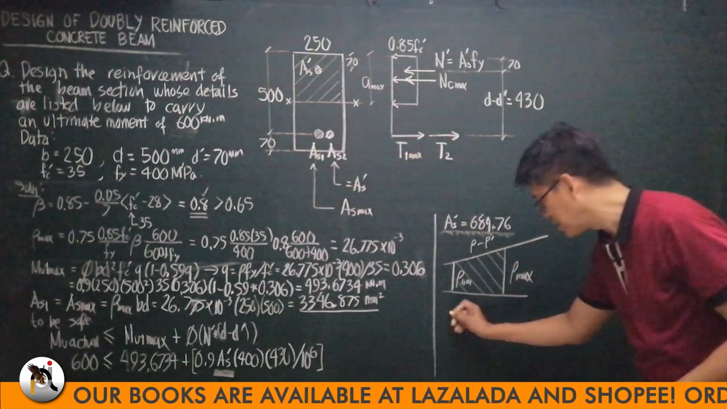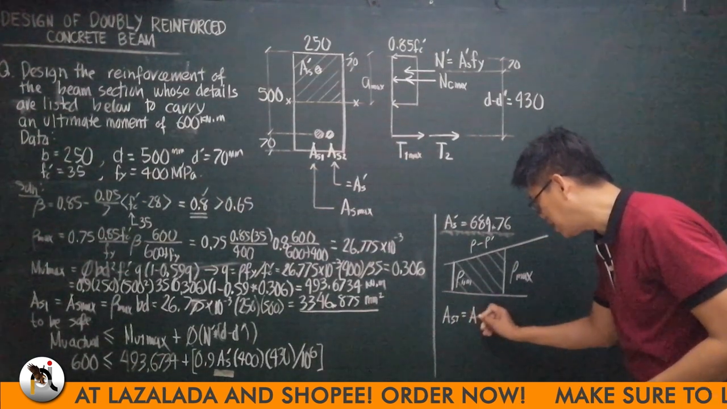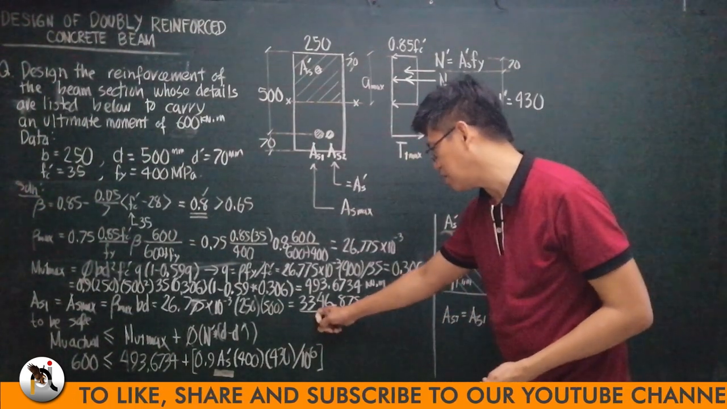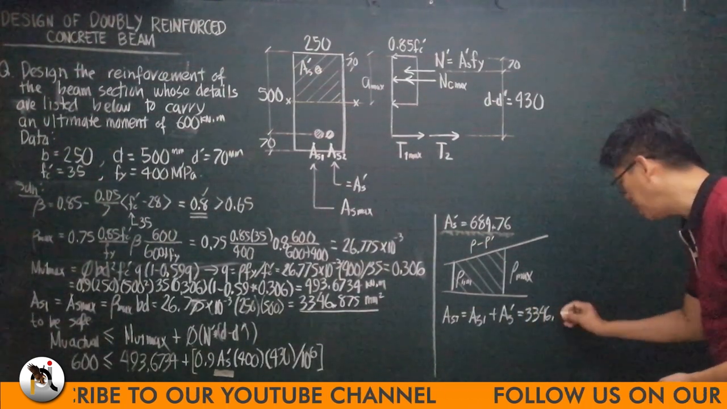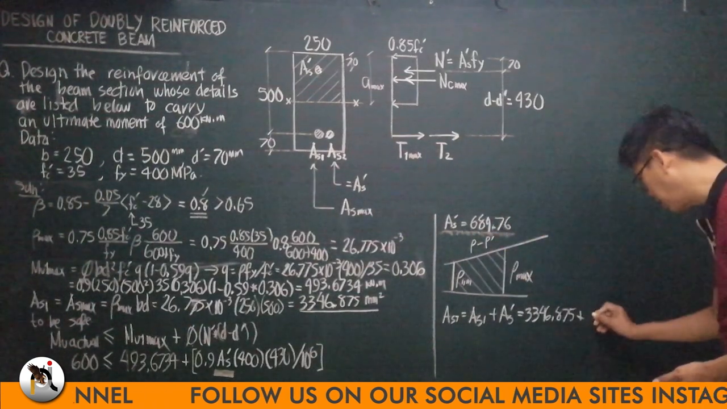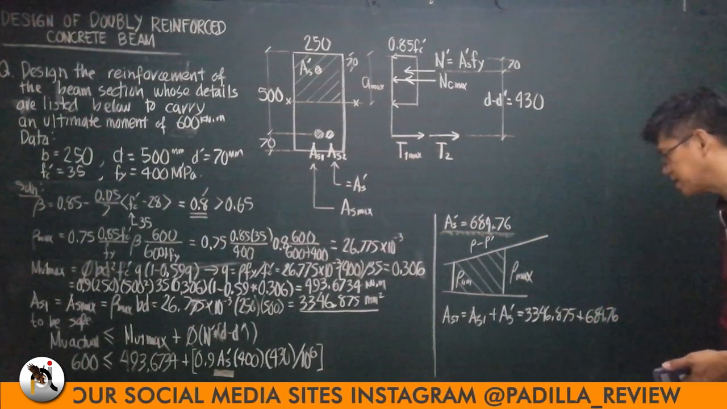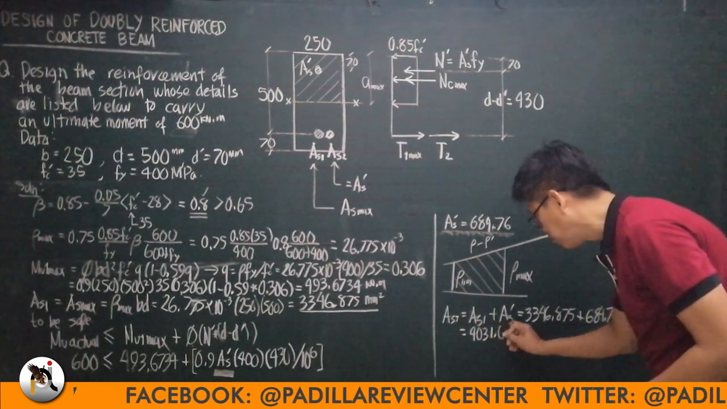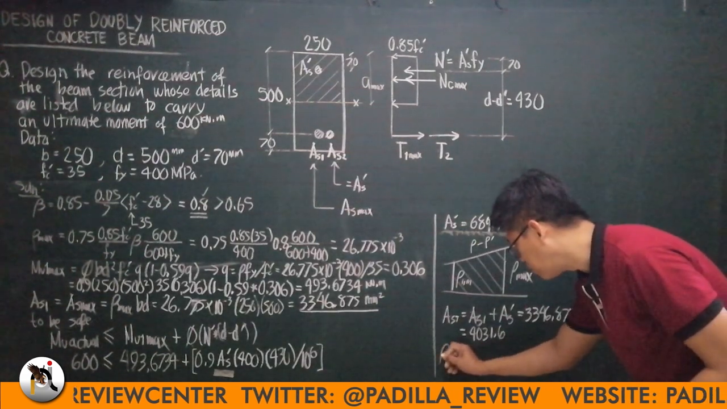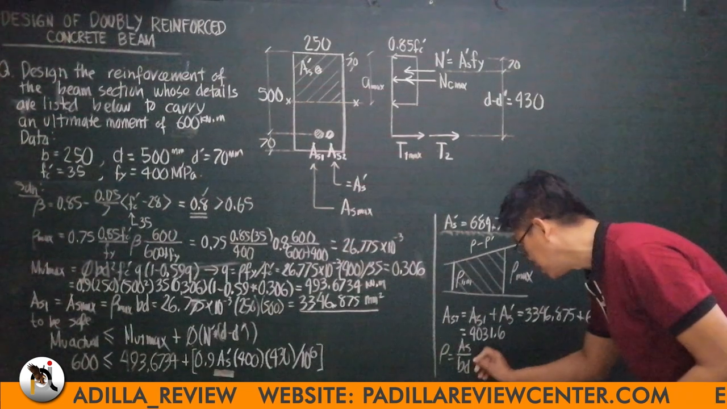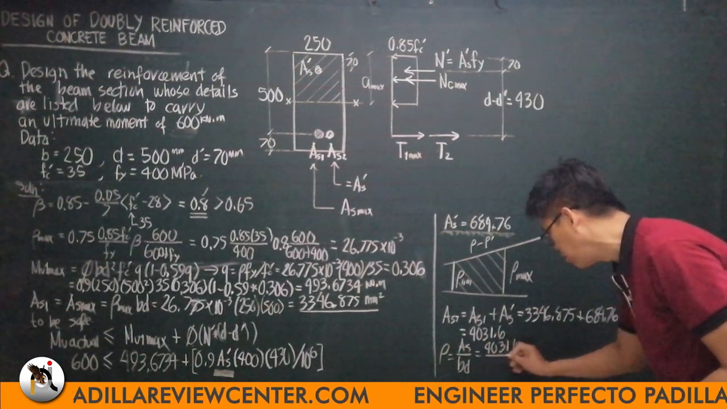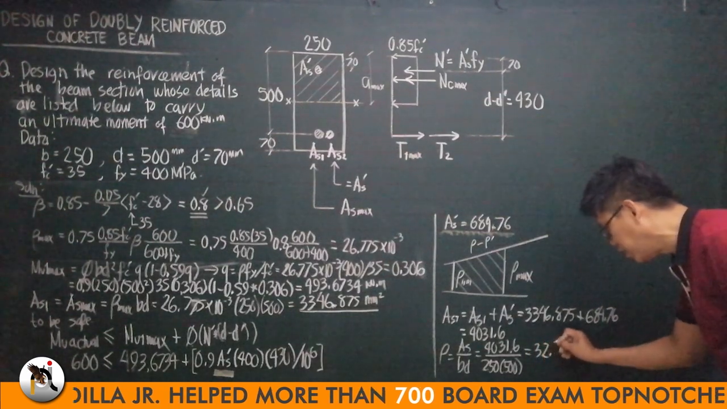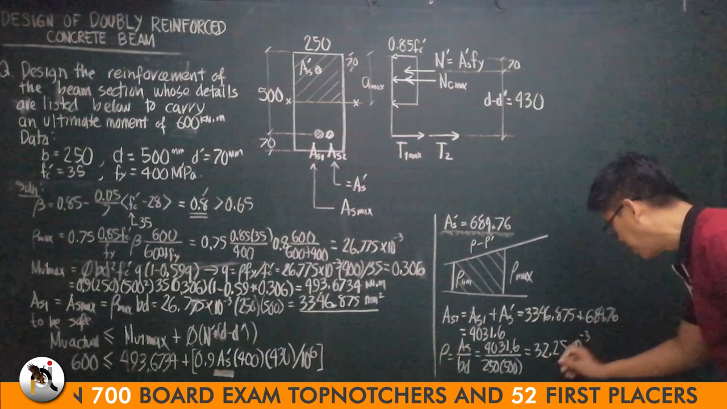Solving rho and rho prime, our AS total is AS1 max plus AS prime. So I have here 3346.875 plus AS prime 684.76. You compute this. This is going to be 4031.6. And solving our rho, rho is AS over BD. It's 4031.6 over 250 by 500. Your rho here is going to be 32.25 times 10 to the minus 3.